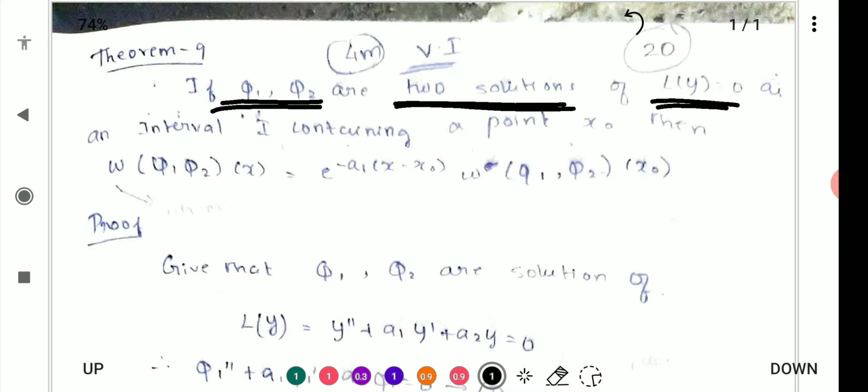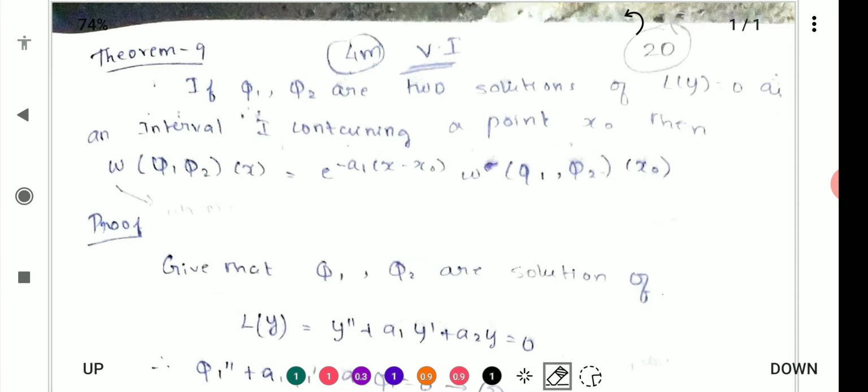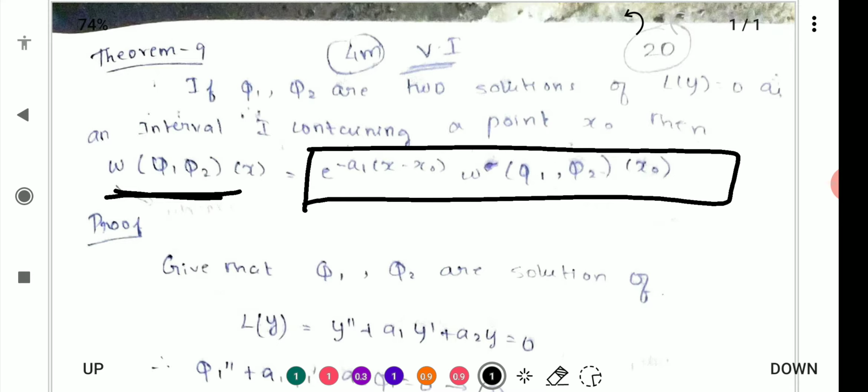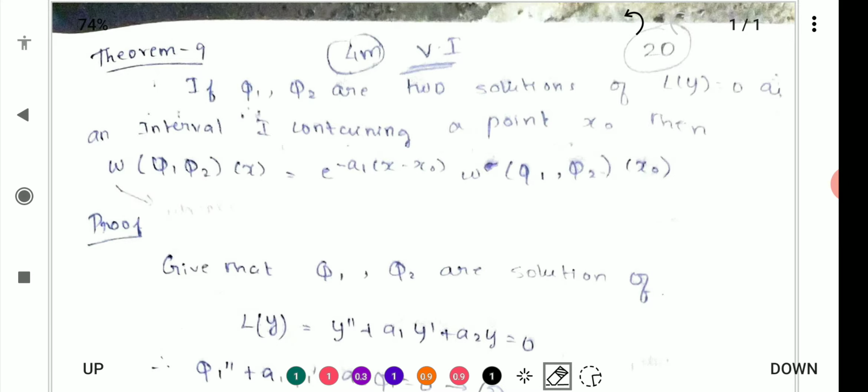There is an interval, and in that interval there is a point named x0. If all of this is satisfied, then instead of the Wronskian we can substitute this. In many problems, by using this formula we can straight away solve the problem.